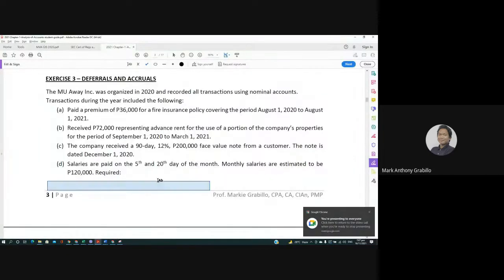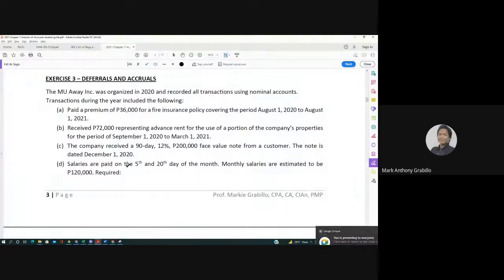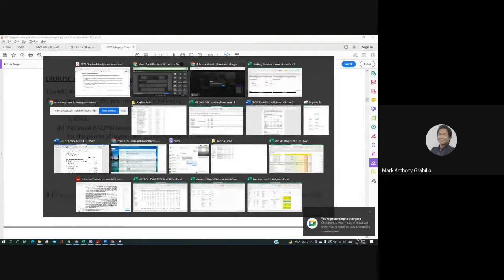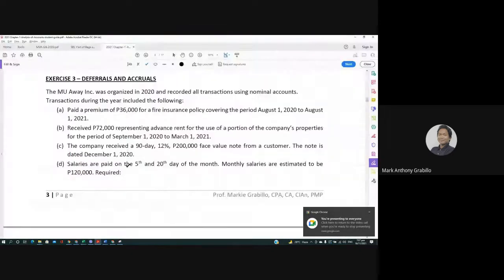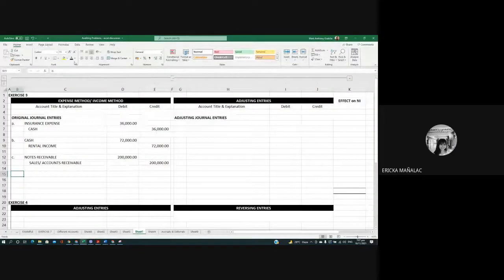So balikan natin. Letter D. Salaries are paid on the 5th and 20th day of the month. Monthly salaries are estimated to be 120,000 pesos. So what will be our entry here? Anong entry po natin dito? Debit, letter D, salaries expense.